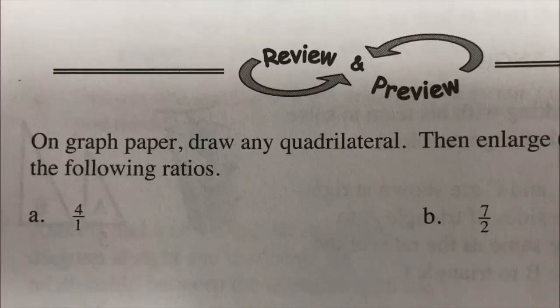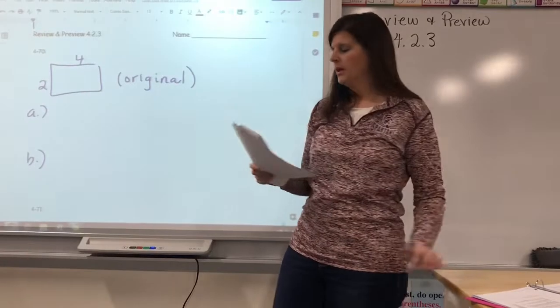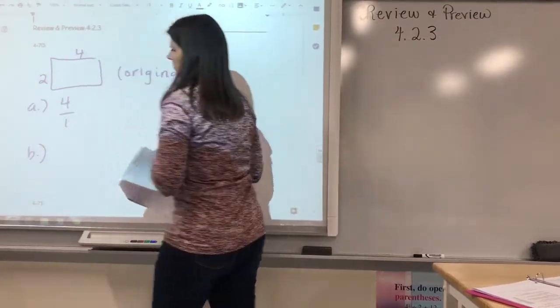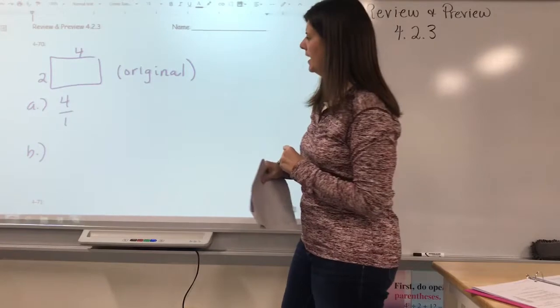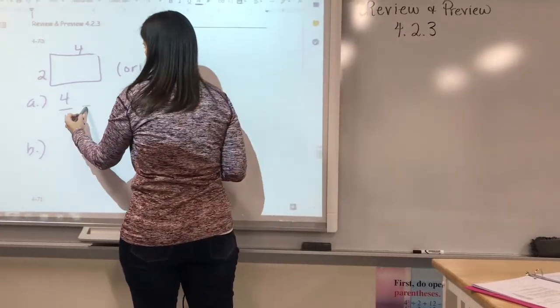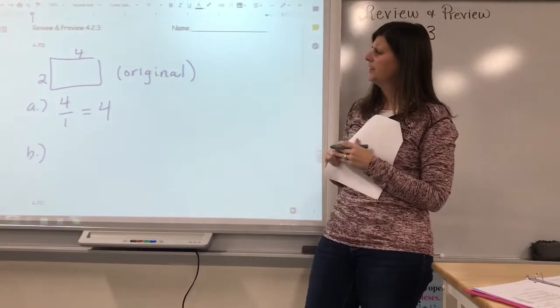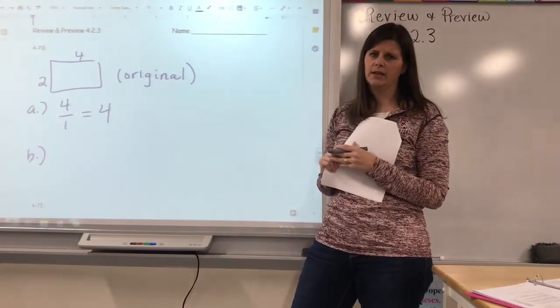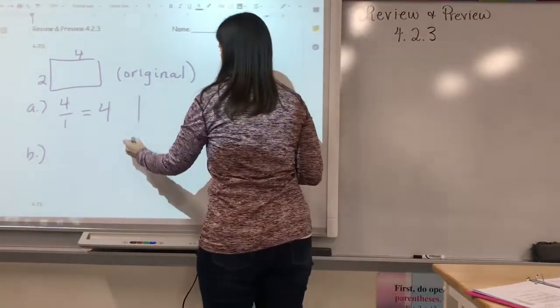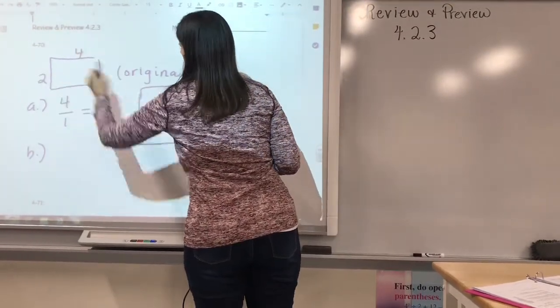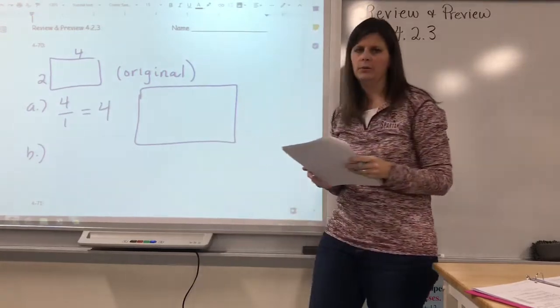Now, for part A, it's asking me to enlarge or reduce it by the following ratio. If for part A, the ratio that they're giving me is 4:1, that means that 4/1 would equal 4. So for part A, I want my new figure to be 4 times as big. So when I draw my new rectangle, my side lengths that I label should be 4 times as big as what I have over here for my original.